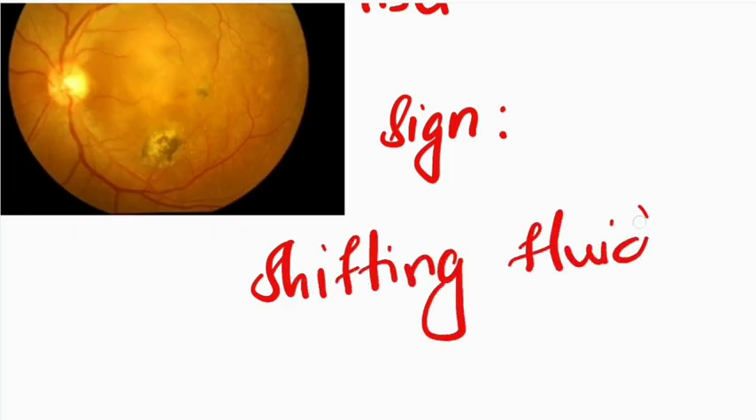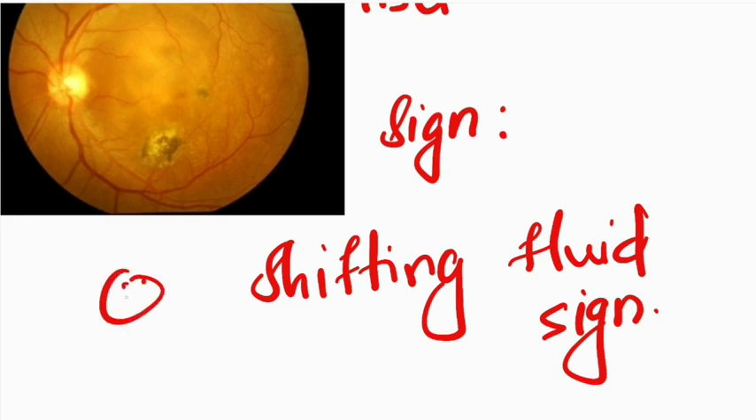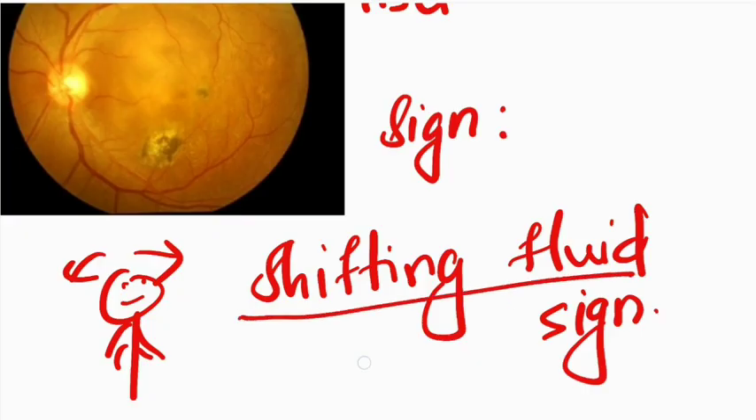Now another question to you is, what is the characteristic sign that you see in exudative retinal detachment? It is shifting fluid sign. Now you tell me, what is shifting fluid sign? I told you there is fluid accumulation between the two layers of the retina. So when the patient's head position changes, the subretinal fluid will also move. So that is called as shifting fluid sign.